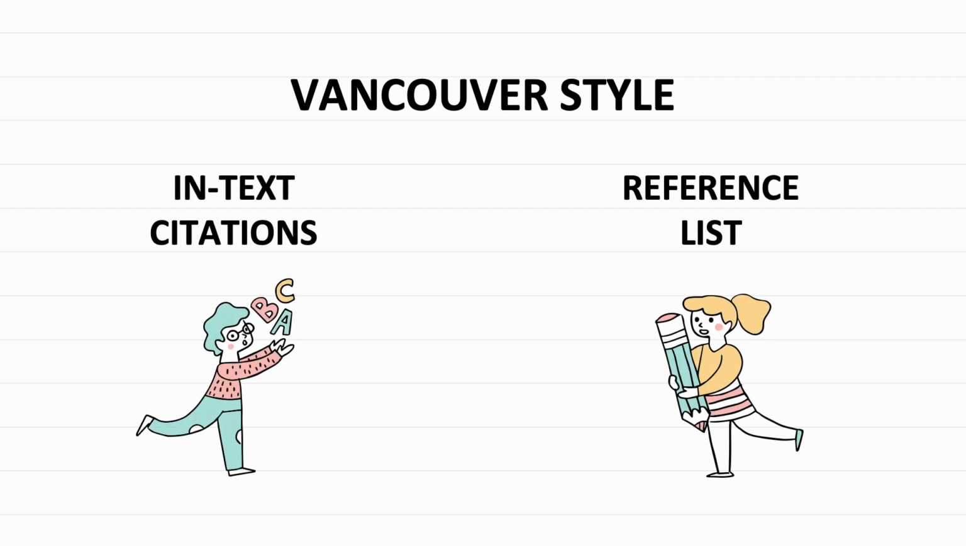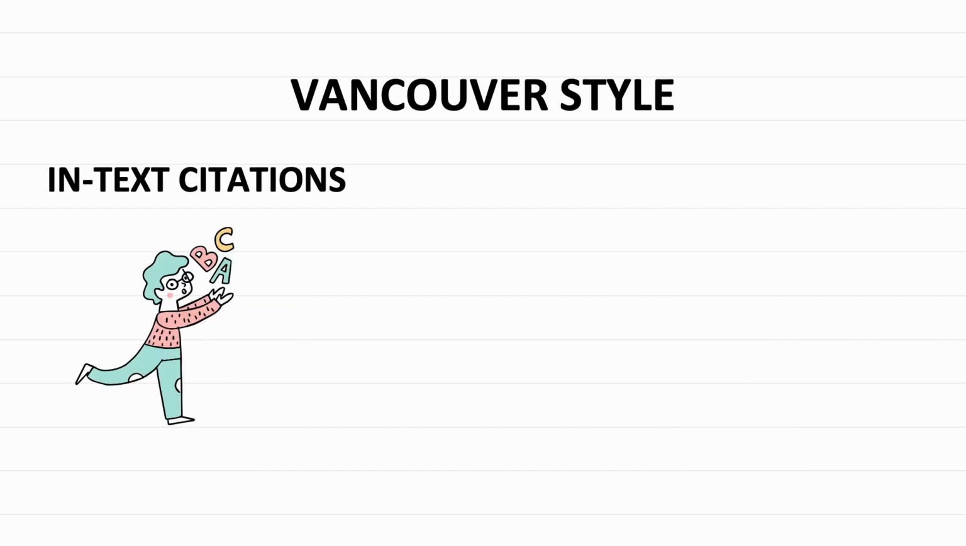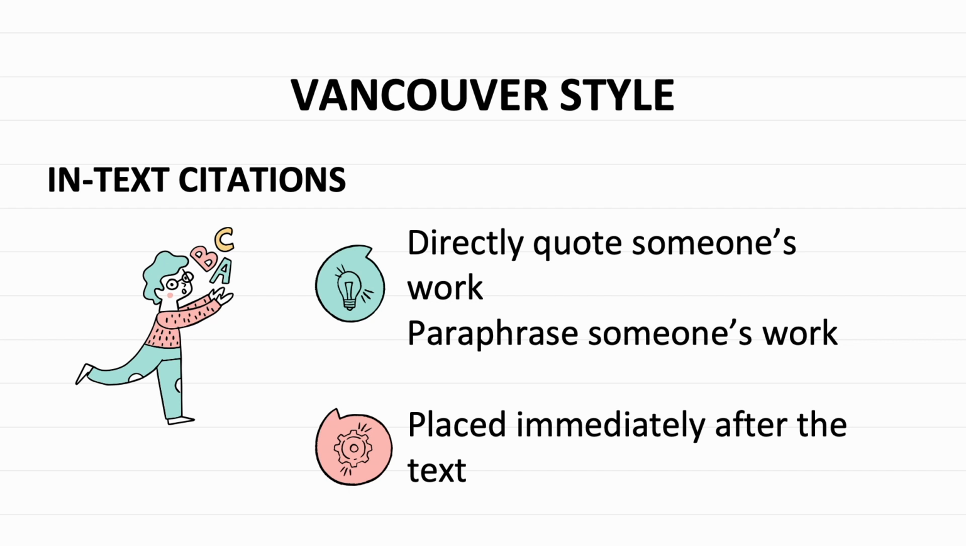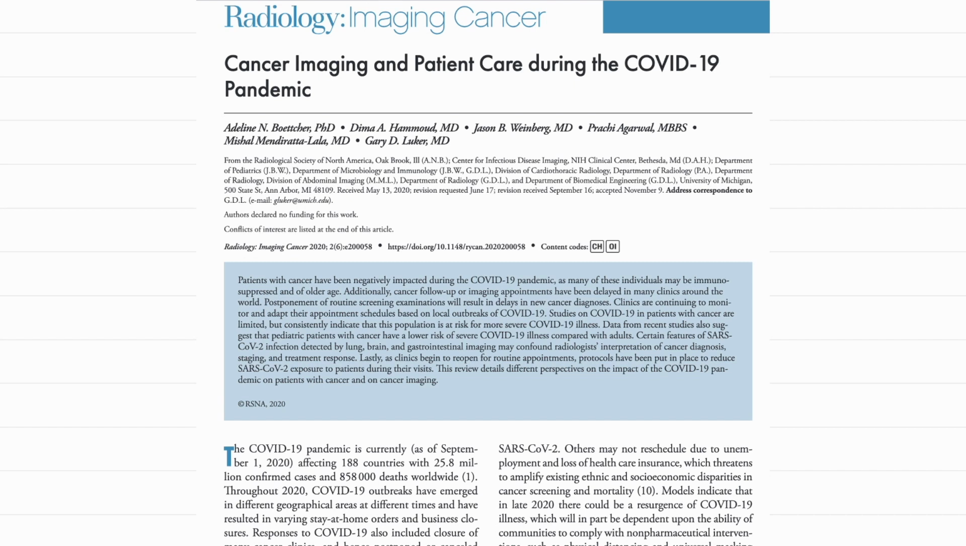Here are the general rules for in-text citations using the Vancouver style. Insert an in-text citation when your work has been influenced by someone else's work. For example, when you directly quote someone else's work, when you paraphrase someone else's work. The in-text citation is placed immediately after the information, summary, or quote which refers to the source being cited. We shall use an example of an article lifted from RSNA journals.